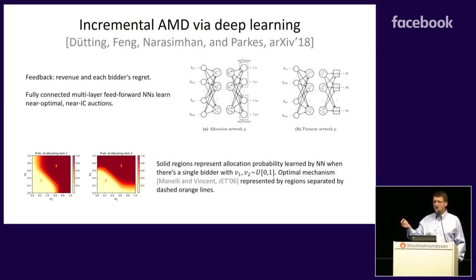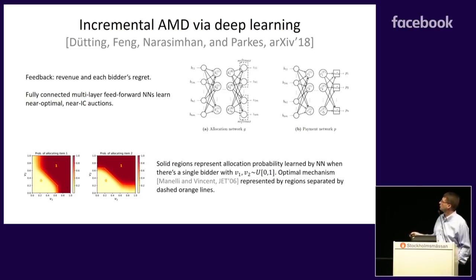In a given mechanism, how much did the bidder regret having done what they did compared to having done what would have been the best in hindsight? They have a fully connected multi-layer feed-forward neural network that learns near-optimal, near-incentive compatible auctions. And here's one example from the paper.